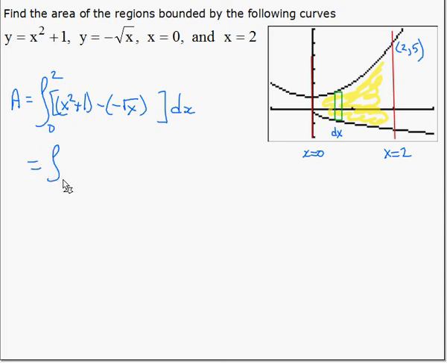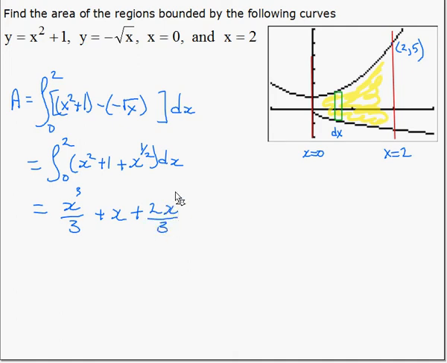Before we integrate this time, we're going to simplify a little just to make it look neater. So x squared plus 1, minus becomes plus x to the half, dx. Now we can go ahead and integrate, getting x to the 3 over 3 plus x plus 2 over 3 x to the 3 over 2. And all that needs to be evaluated from 0 to 2.